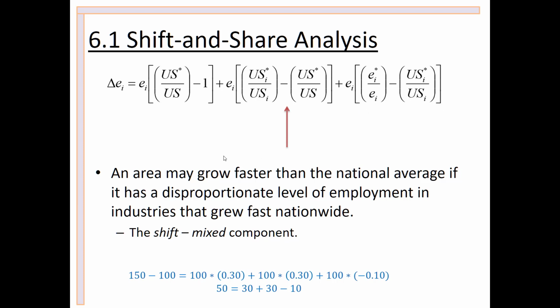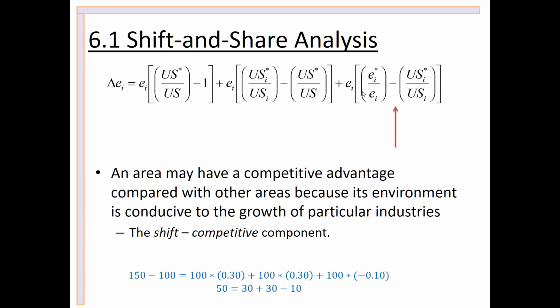And finally, let's see the third one. This is the growth of agriculture in the region minus the growth of agriculture in the country. You can see that this term is negative. Why? Agriculture grew faster in the country than it grew in the region. So I'm assuming the differences in percentages is minus 10. So minus 10 jobs were created in the region because the region is less competitive than in US. So adding up the terms, 30 plus 30 minus 10, of course I have 50.